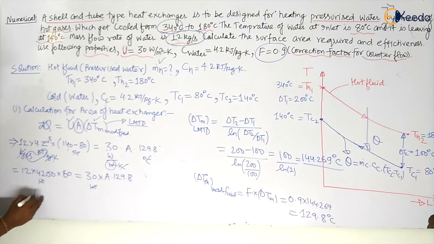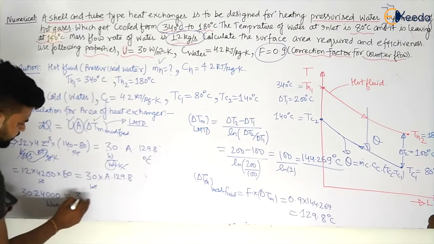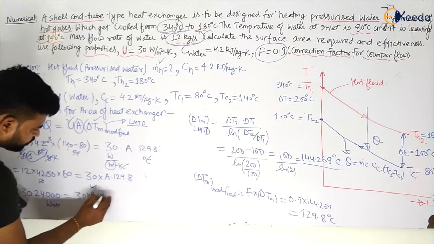So let us calculate the area, my dear students. So the area will come equal to, how much? Let us see. 12 multiplied by 4200 into 60, my dear students. So the heat transfer will be equal to how much? 3024,000 watt, my dear students. This will be in watt. Okay, now 30 into area into 129.8.